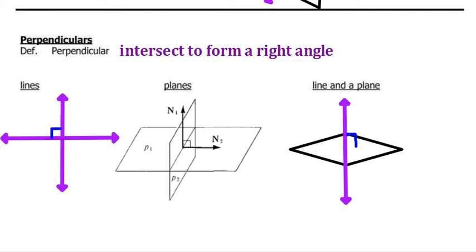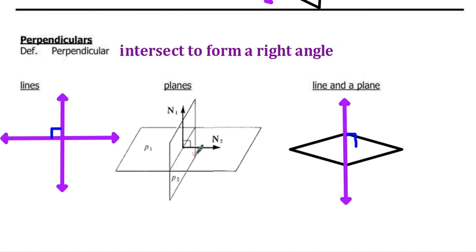Now we've got a definition here, perpendicular. Hopefully you've seen this word before in algebra. Perpendicular means that 2 things intersect to form a right angle. Now, you've all seen perpendicular lines before. So you have 2 lines that are crossing at a point to form a right angle.